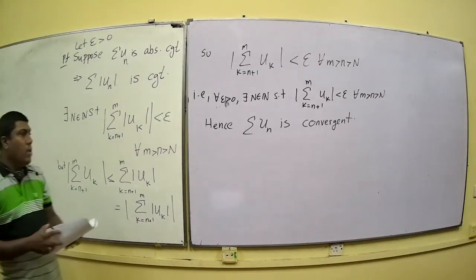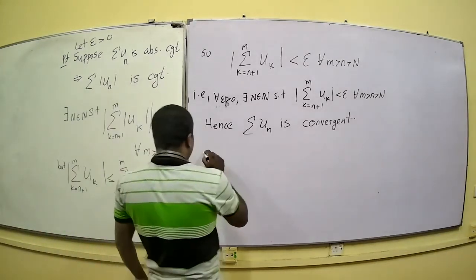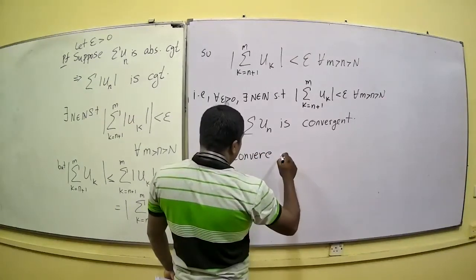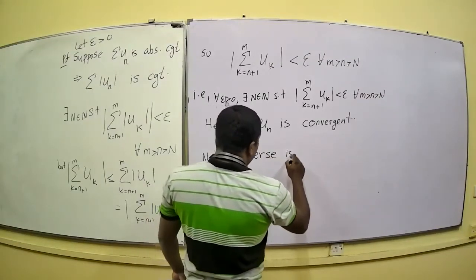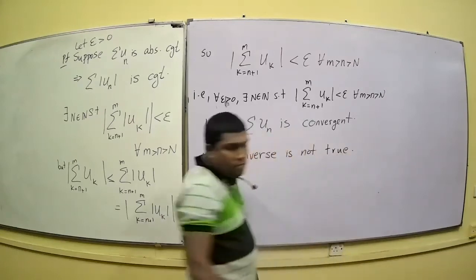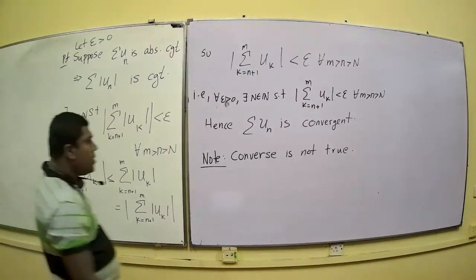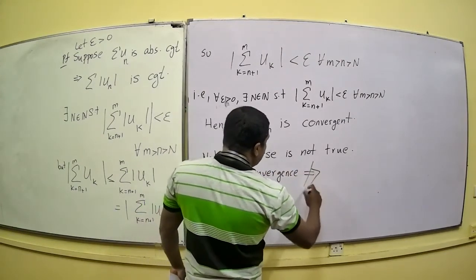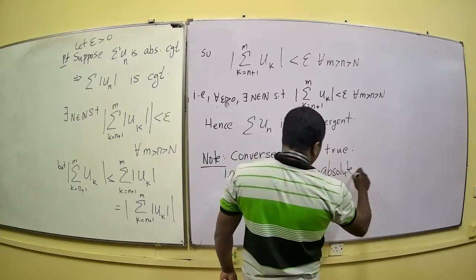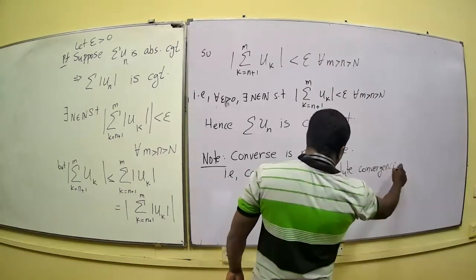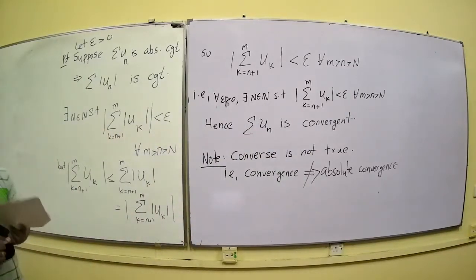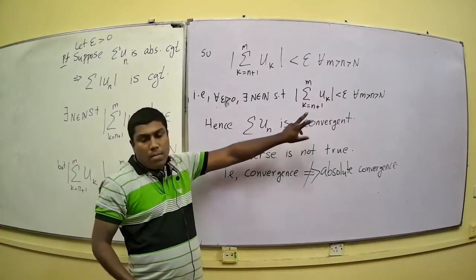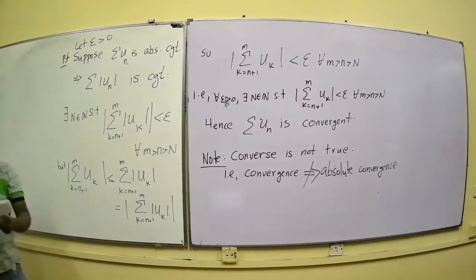But you should see that convergence of a series does not imply absolute convergence, right? So let me write that as a note. The converse of this theorem is not true. That is, convergence does not guarantee absolute convergence. But absolute convergence always implies convergence, while convergence not necessarily implies absolute convergence.